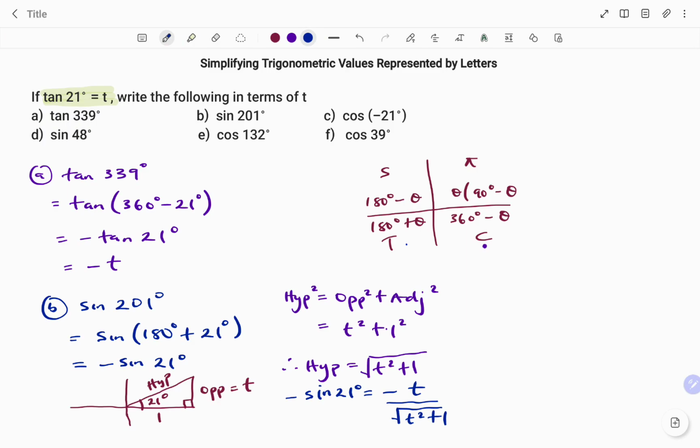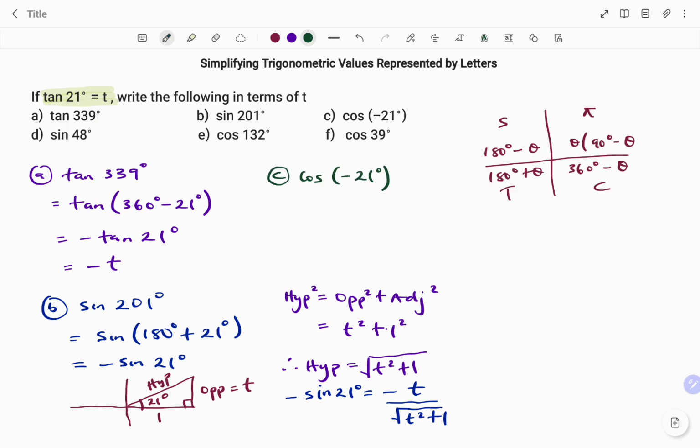The third question says find cos, in brackets, negative 21 degrees. So find cos minus 21 degrees. Minus 21 degrees as the acute angle, and we can find that in the fourth quadrant. When we read clockwise, we have a negative angle. If we read anti-clockwise, we have a positive angle. So that angle, minus 21, falls in the fourth quadrant, and the value of cos in that quadrant is positive. So that's equal to cos 21 degrees. Cos is adjacent over hypotenuse.